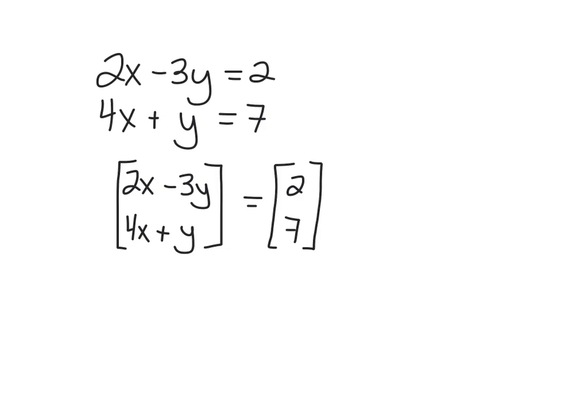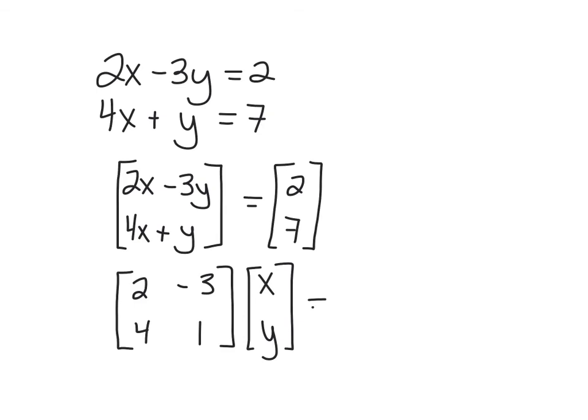Now what I really want to do is I want to separate out the x's and the y's so that I'm just writing the coefficients. So it turns out that I can just write the coefficients, 2, -3, 4, 1, and say that I'm multiplying that by the matrix x, y. And that still equals 2, 7.